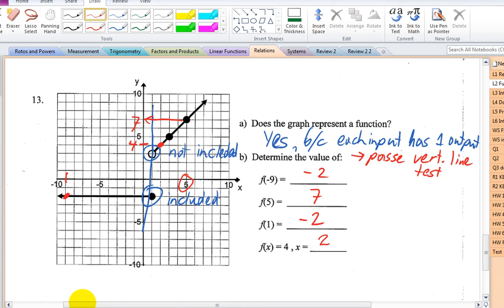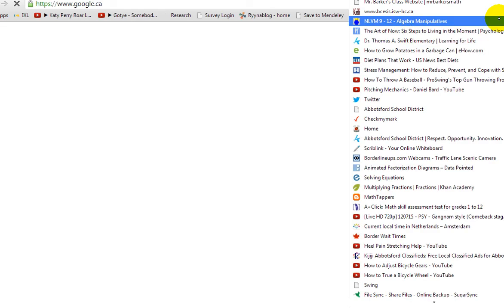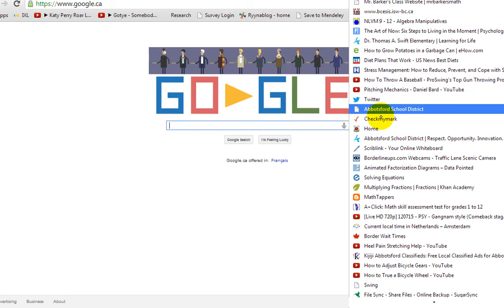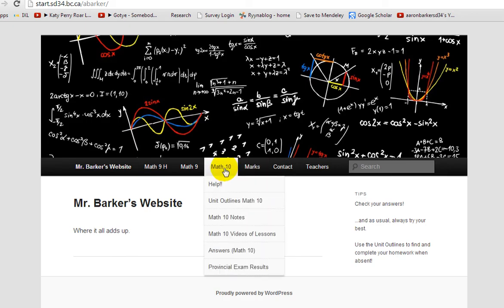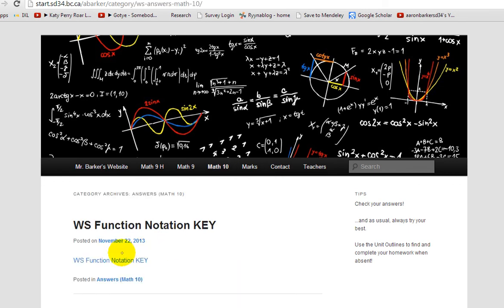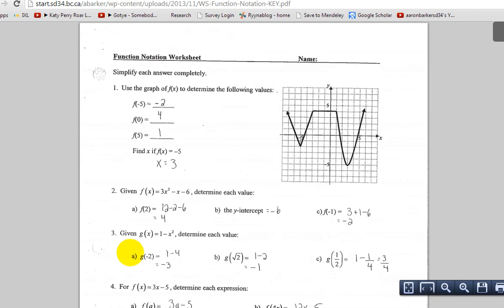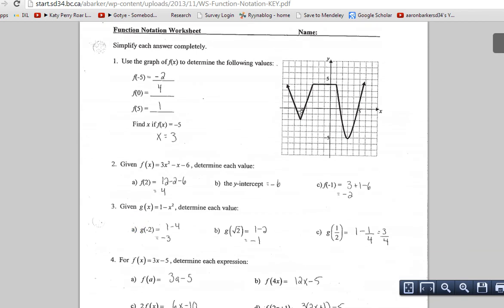Turn it over. You have a function notation worksheet. The answers are posted online, and I just want to go over a couple things first with you. So from the website, you're going to go to Math 10 and go to the Answers section. Right here, you click on it, and click on Function Notation Key. Now, I didn't show work. You guys need to show work. I just want to go over, let me zoom in for you.